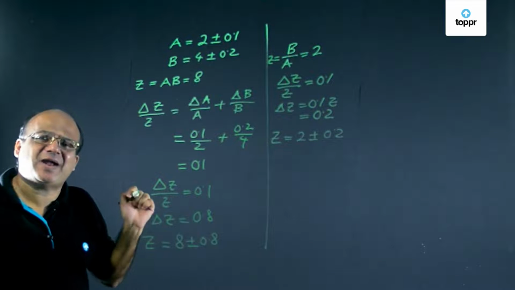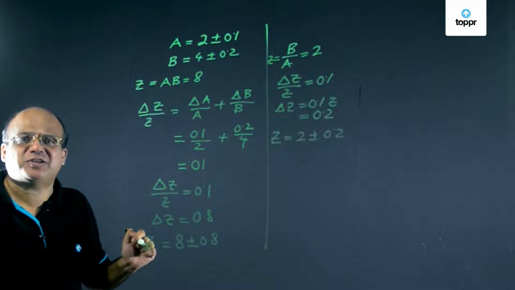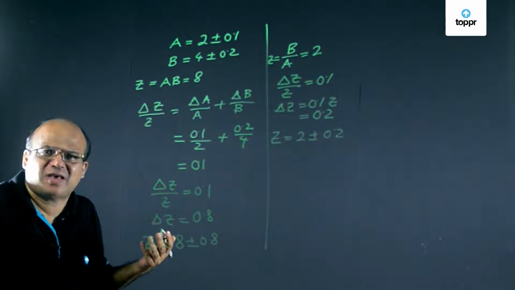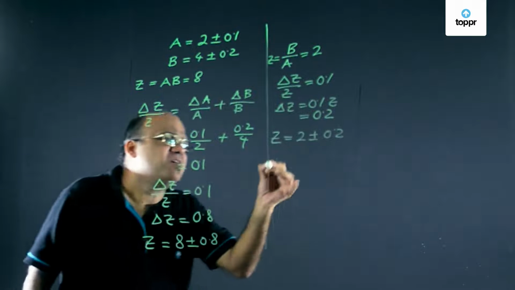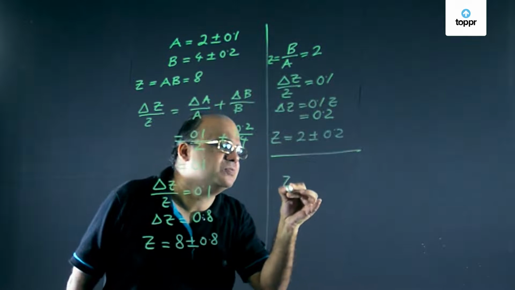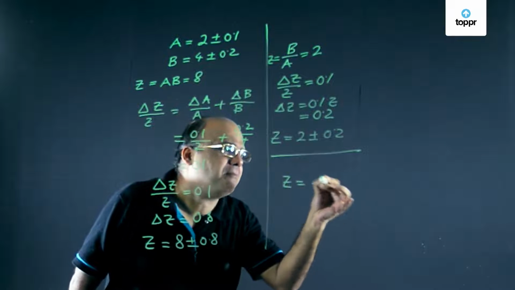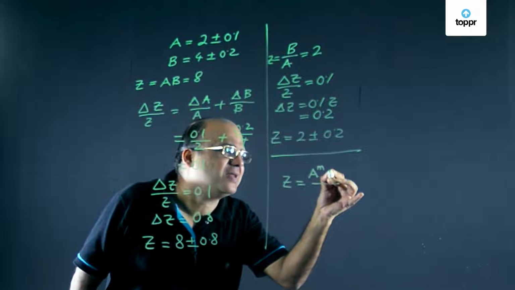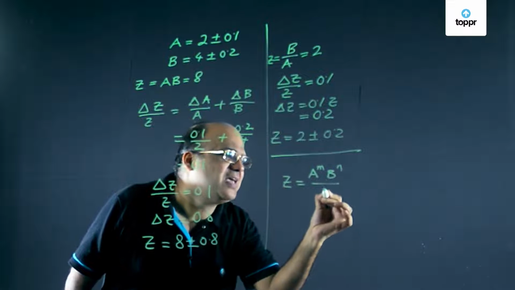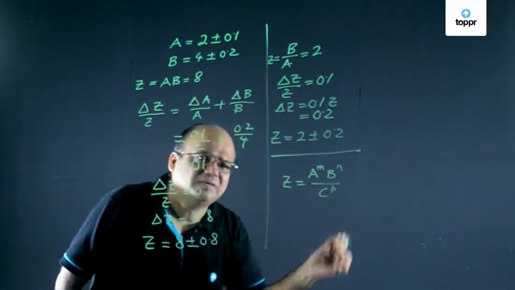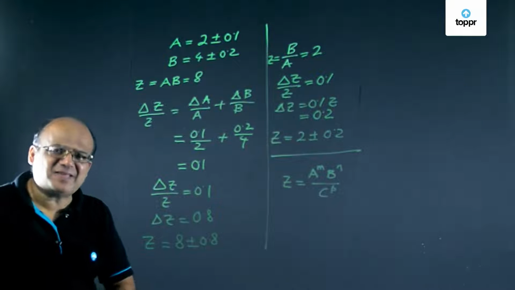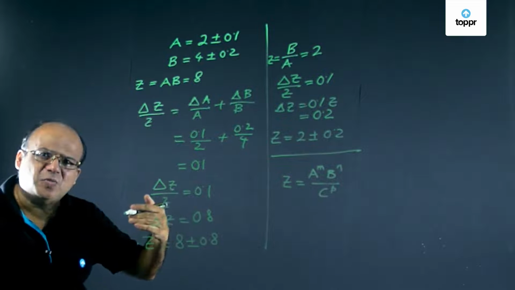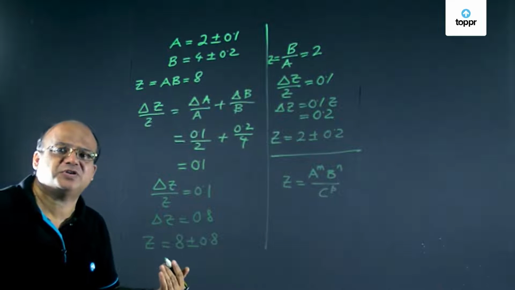So this is how we handle errors in multiplication and division. How do we handle errors in power? Suppose Z is equal to A to the power M, B to the power N divided by C to the power P. In this case, this power will become the coefficient.